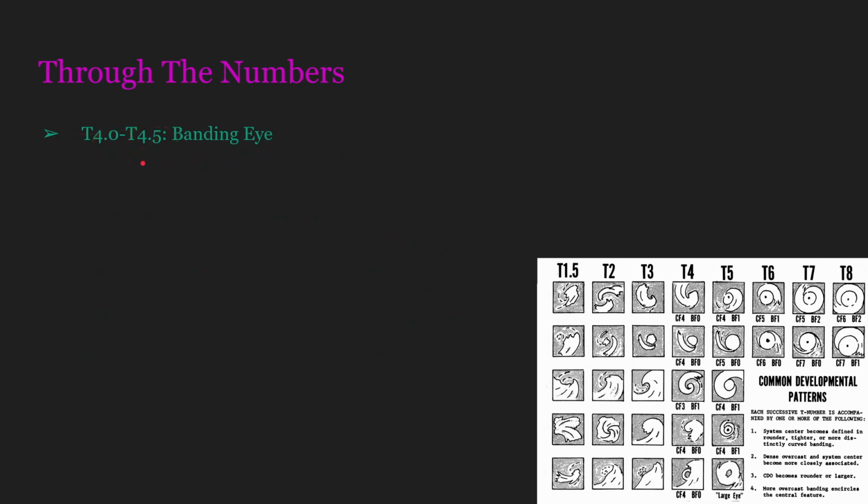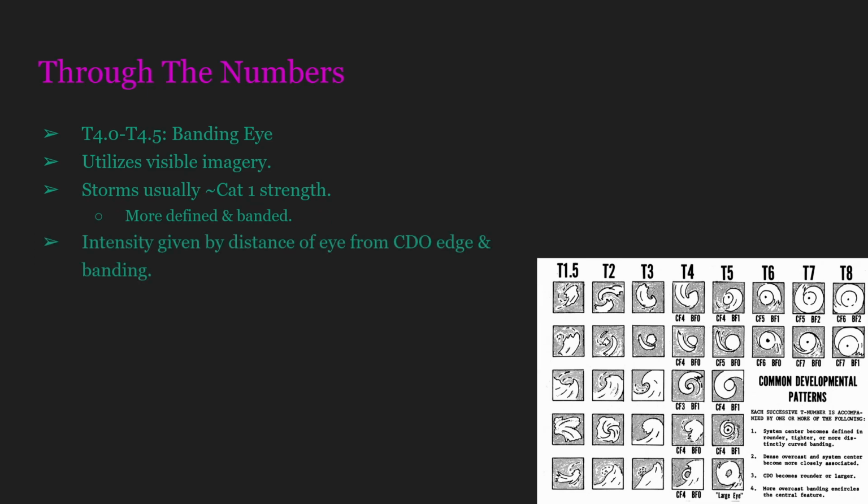T4.0 to T4.5, the shortest number difference, is the banding eye cloud pattern. Banding eye utilizes specifically visible imagery. Storms are going to be around Category 1 strength at around T4 to T4.5. And because they're going to be around Cat 1 strength, these should be definitely much more well defined and much more banded. Simply, the intensity is given by the distance of the eye from the CDO edge as well as banding.